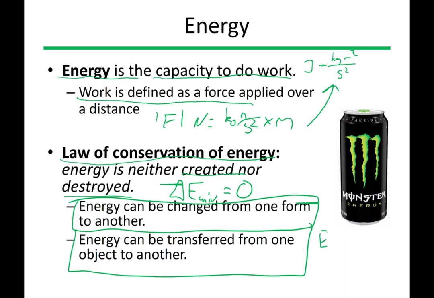So the energy of the universe is the energy of our system plus the energy of the surroundings. And so if the energy of the system goes down, since the energy of the universe has to stay the same, that means the energy of the surroundings has to go up, and vice versa.